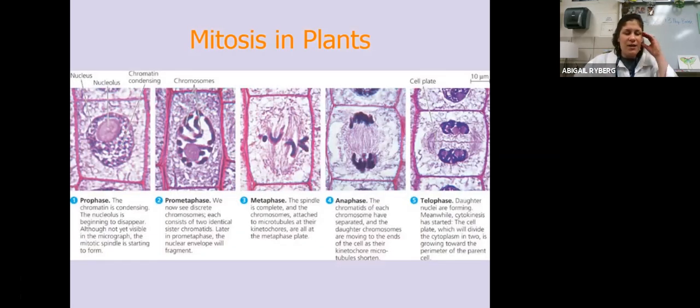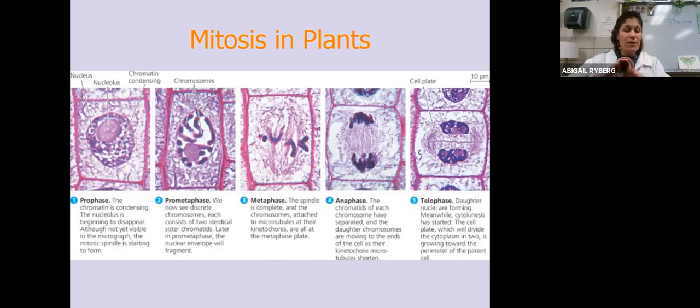Here are some good pictures of real cells in mitosis in plants. So you can see in this plant cell, here's the nucleus. We're going to call this early prophase. You can still very much see that the DNA is still in chromatin, just starting to condense. In late prophase, we can start to see the black army chromosomes.